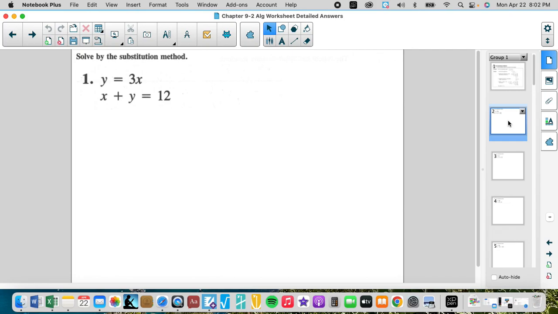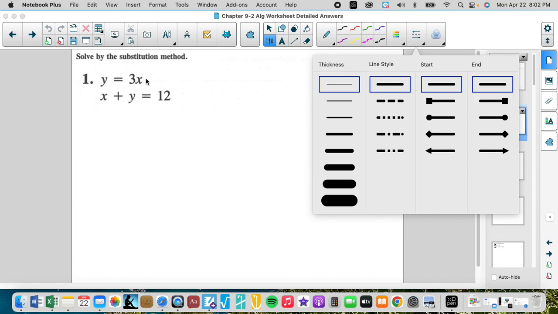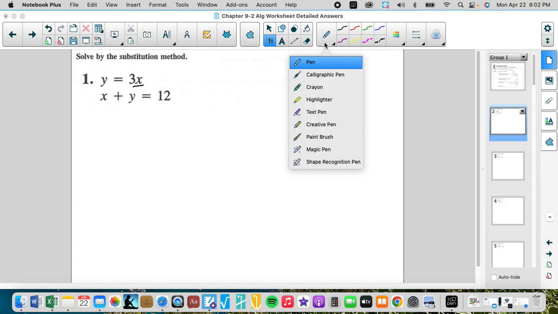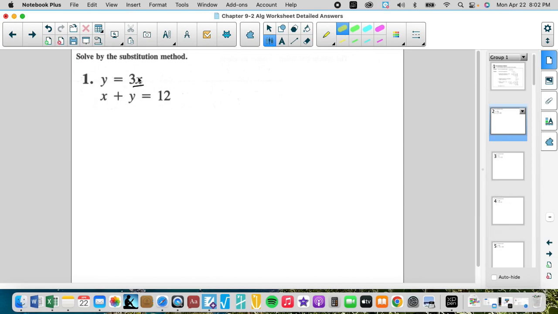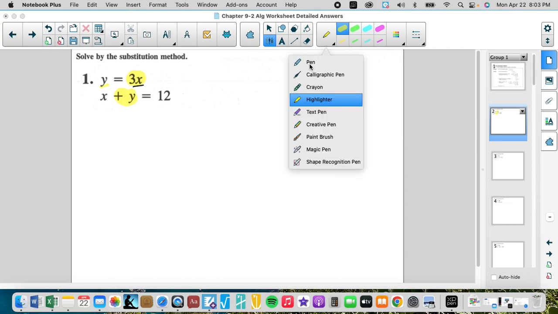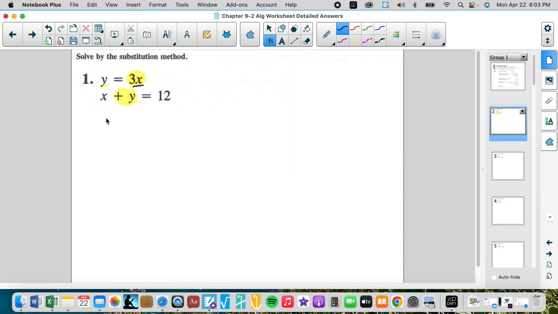First example, and this is nice, they start off with the equation already isolated, so we're going to take this value, and wherever we see y, we are going to substitute this 3x. So this equation now becomes x plus 3x equals 12. Let's simplify the left side. 4x equals 12. Divide by 4, x equals 3.